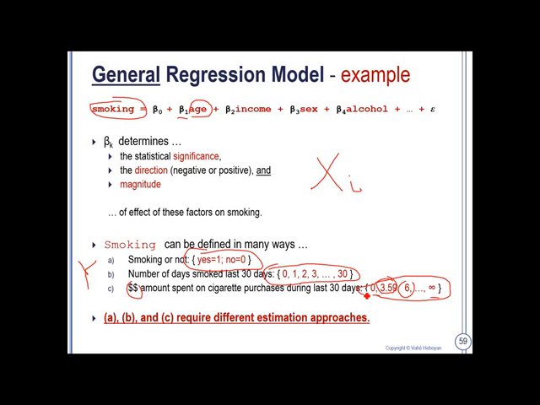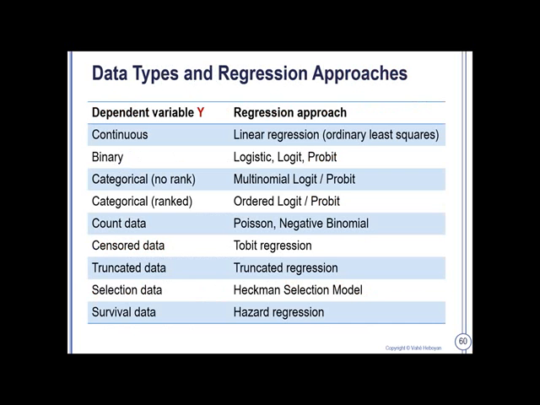So what we are going to do in this class is learn how to identify how my y is measured, and which one is the correct estimation approach for a particular case. This table summarizes pretty much what we'll be doing. If our y is continuous, then we are going to study linear regression, also called ordinary least squares. If our y is binary, then we are going to learn about logistic, logit, or probit regressions. If our y is categorical without any ranking, then we are dealing with a multinomial logit or probit regression. If there is a ranking, categorical ordered, then we are talking about the ordered logit or probit.